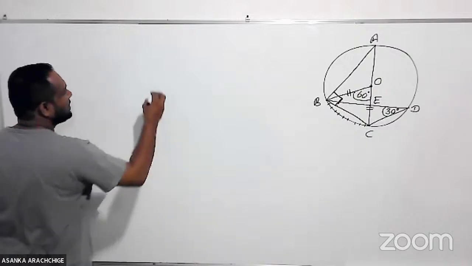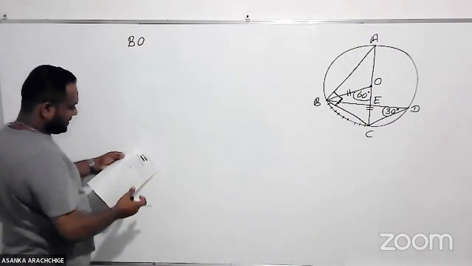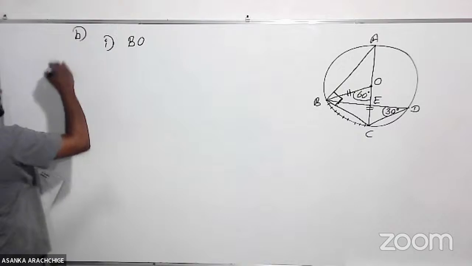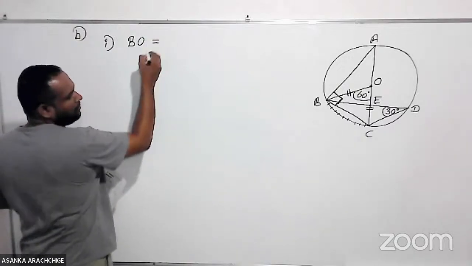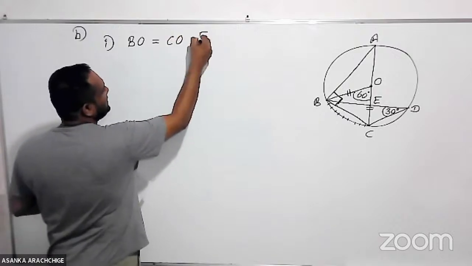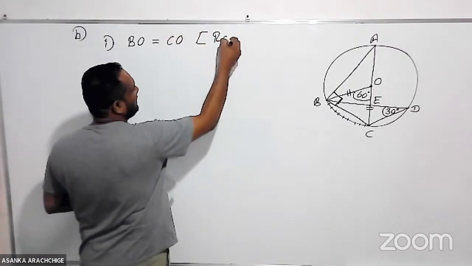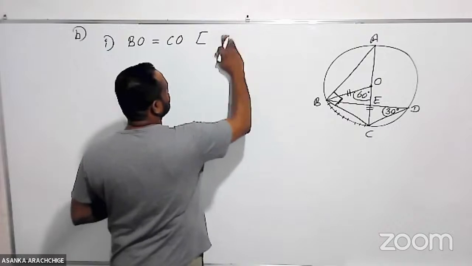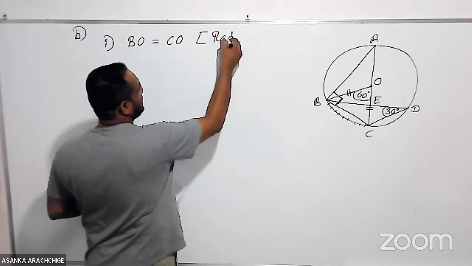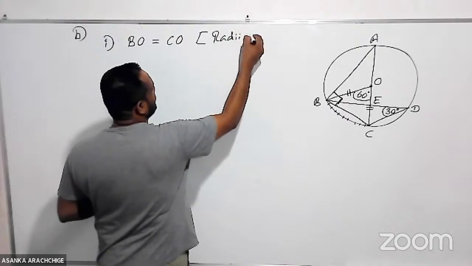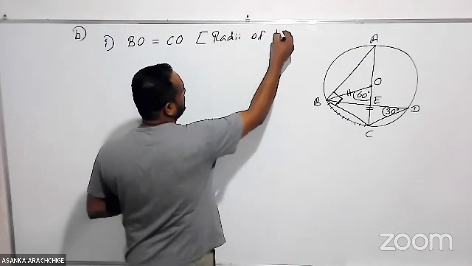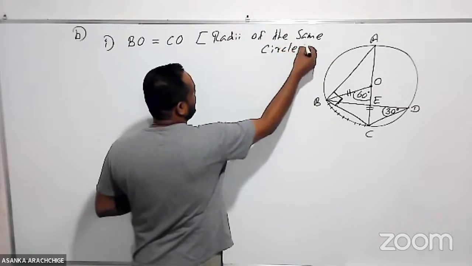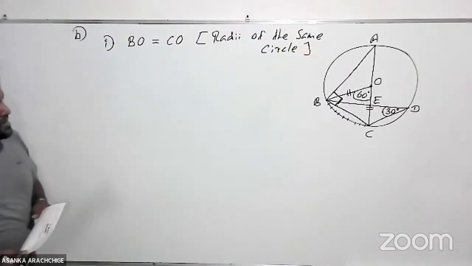You can say, this is Roman number 1 in part B today, you can see BO equals CO. Reason: radii of the same circle. That means radii of the same circle.